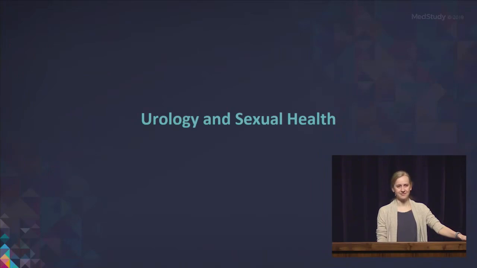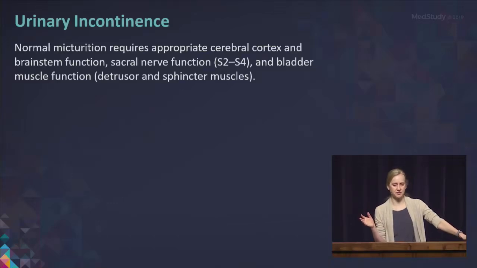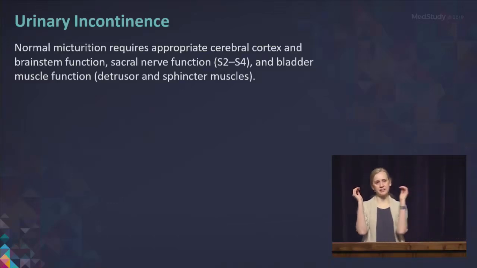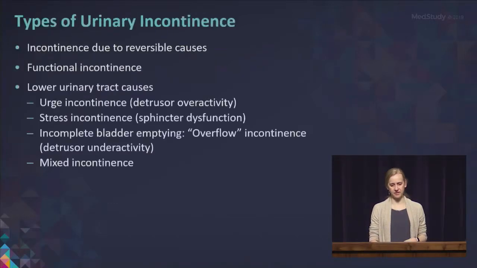All right. A great lead-in, once again, to urology and sexual health. So urinary incontinence is a complex mechanism, although it's very common. You have to have an appropriate cerebral cortex and brainstem function. Your sacral nerve, which is S2 through S4, needs to work, and then your bladder muscles, which include both the detrusor that causes the contraction of the bladder and the sphincter muscles that prevent the bladder from emptying inappropriately.